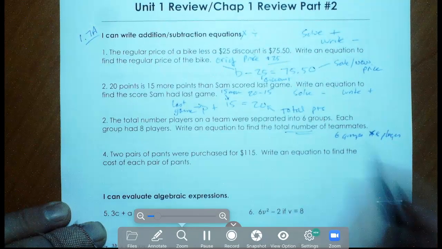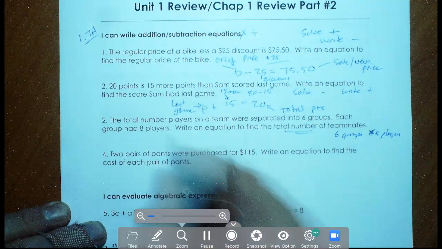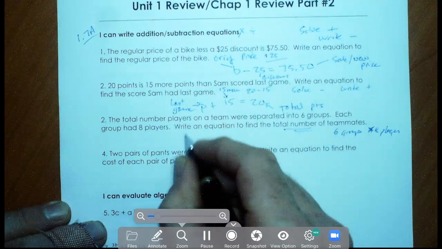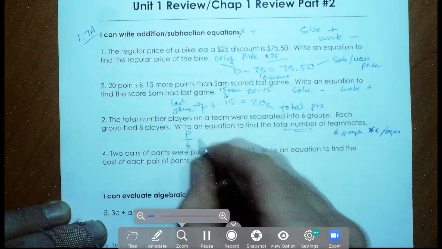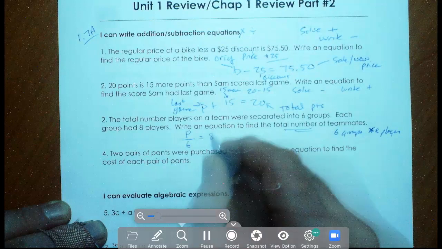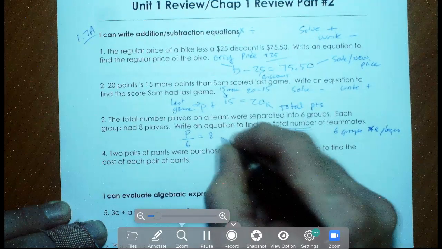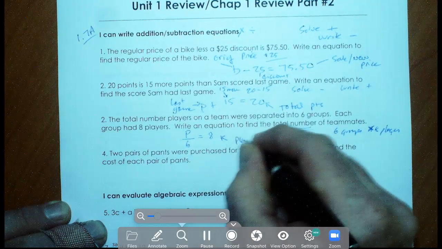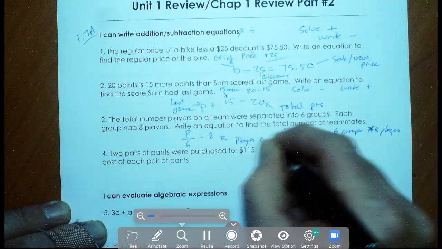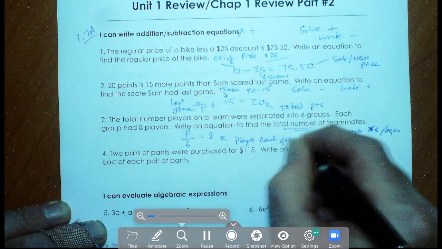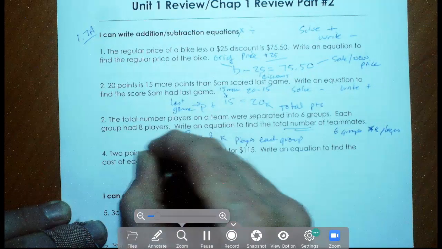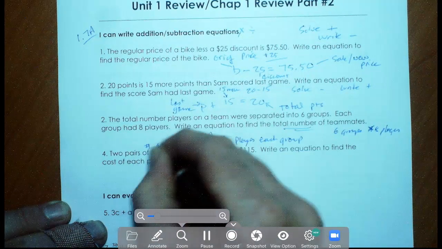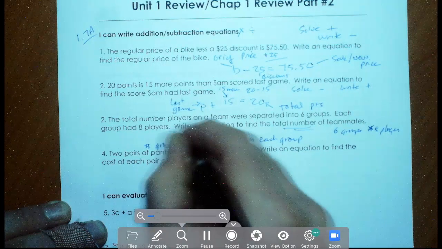So if we solve it with multiplication, we have to write this with division. So let's think about this. Here's the total number of players. We don't know what they are. Let's call them P, players. And we're going to divide them into 6 groups, and there are 8 players in each group. So let's label these: players, each group, the number of groups. And the P is the total players.